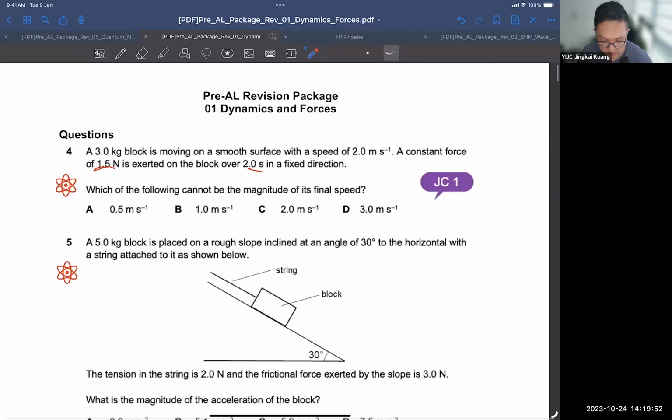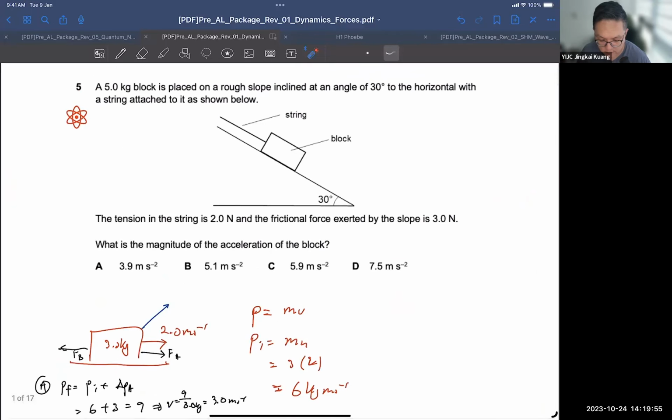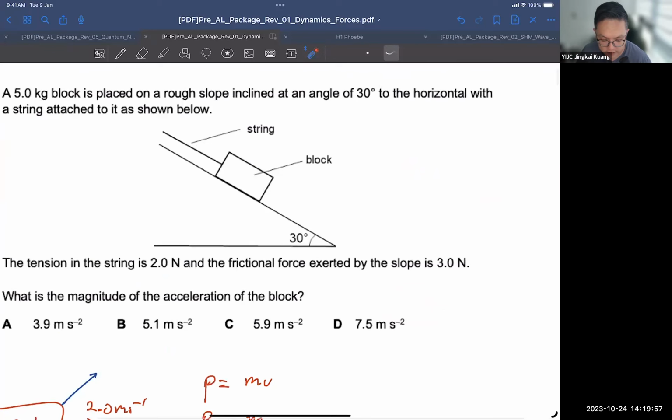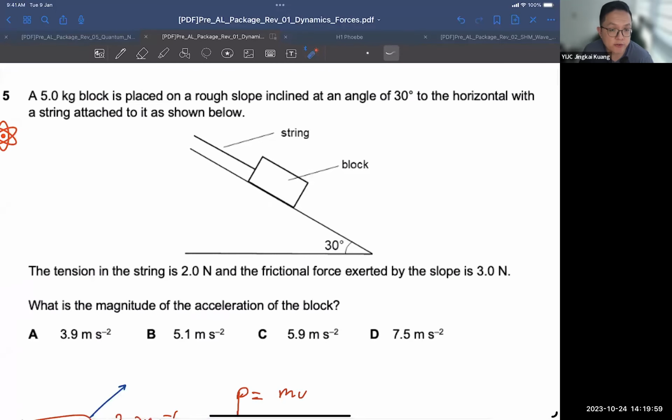Okay, let's look at 5. I'm just going to squeeze it here. So this one looks like a very straightforward question now. A 5 kg block on a rough slope, incline angle 30 degrees, string attached. Then find the acceleration. They give you the tension and frictional force.